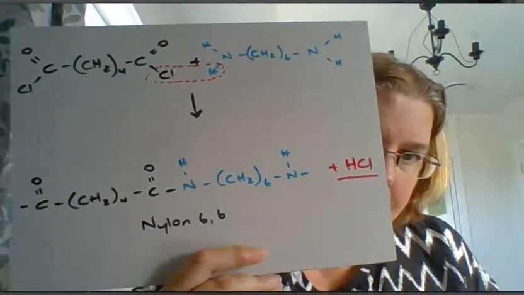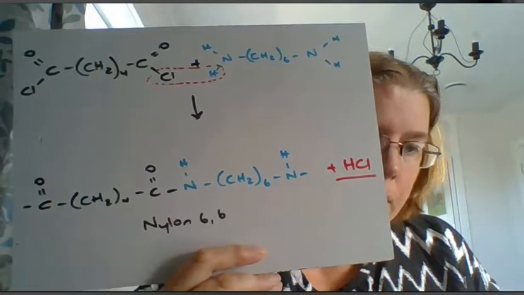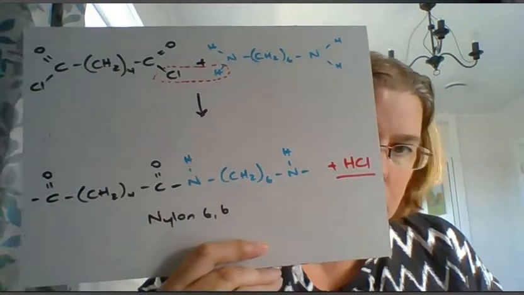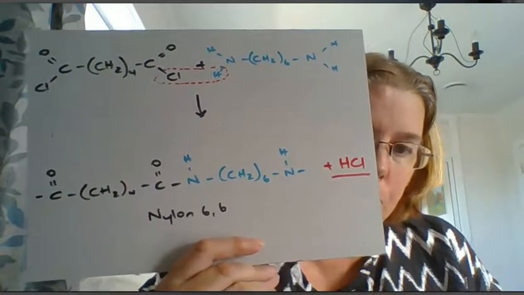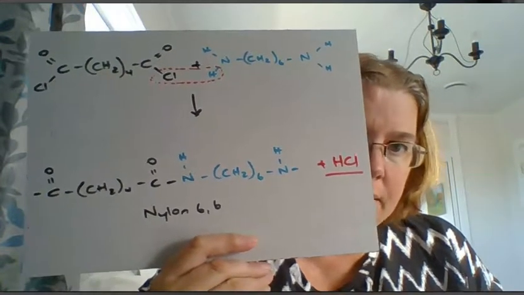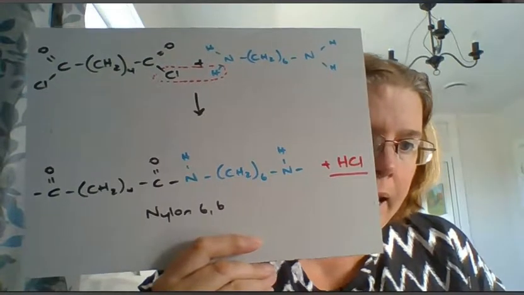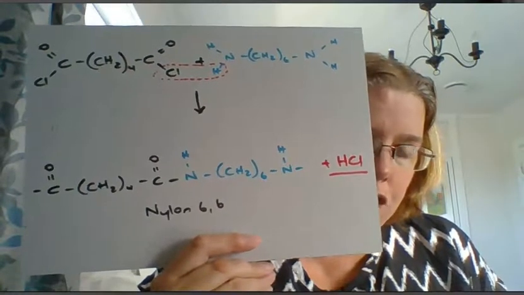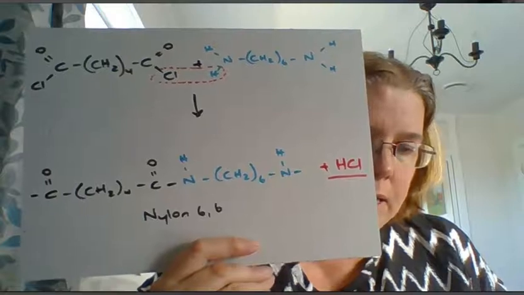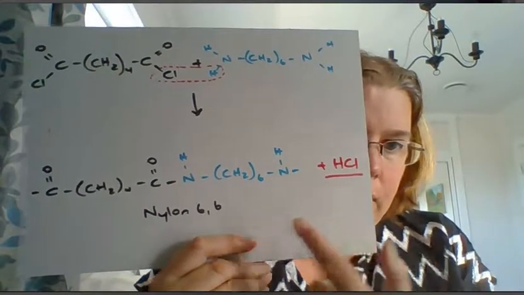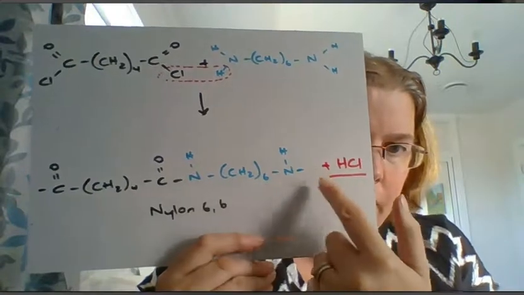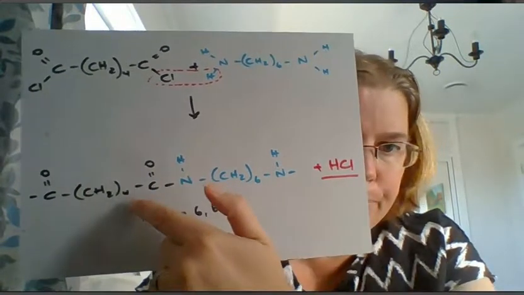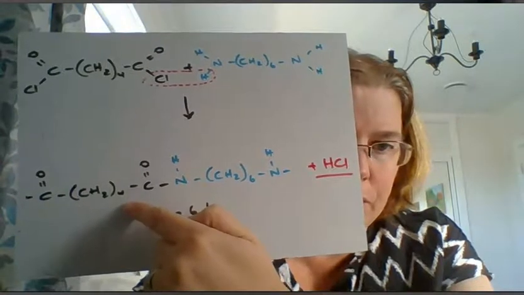So they join together through a condensation reaction. Remember, a condensation reaction is when smaller molecules join together to make a larger molecule with the production of a small byproduct such as water or HCl. In this case, it's HCl that's formed. And we have now our chain, which consists of alternating units. So we've got our amine and our, well, other way, acyl chloride unit.